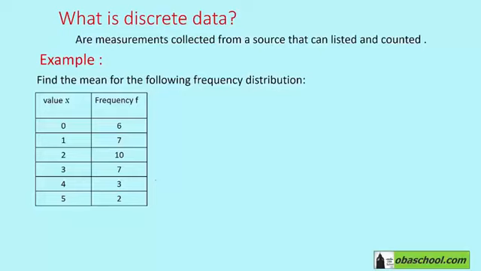Hello and welcome to Unit 3, Handling Data 3. In this unit, we will start by discussing discrete data.